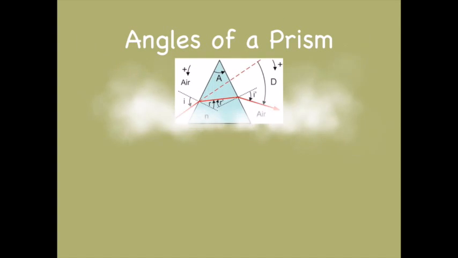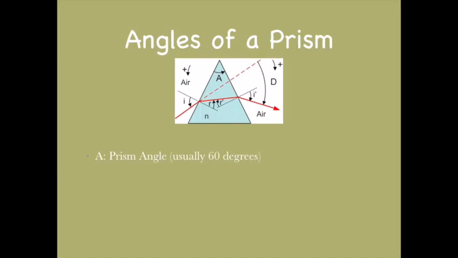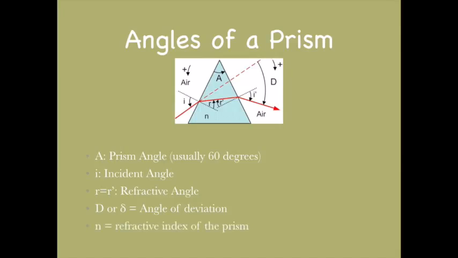Now coming to the various angles of a prism, please have a keen look at the diagram given below. In this diagram, you have A to be the prism angle, I to be the incident angle, R or R dash to be the refractive angle, D or delta which is the angle of deviation, and n, which is not an angle, is the refractive index of the prism. Note, n is not an angle.